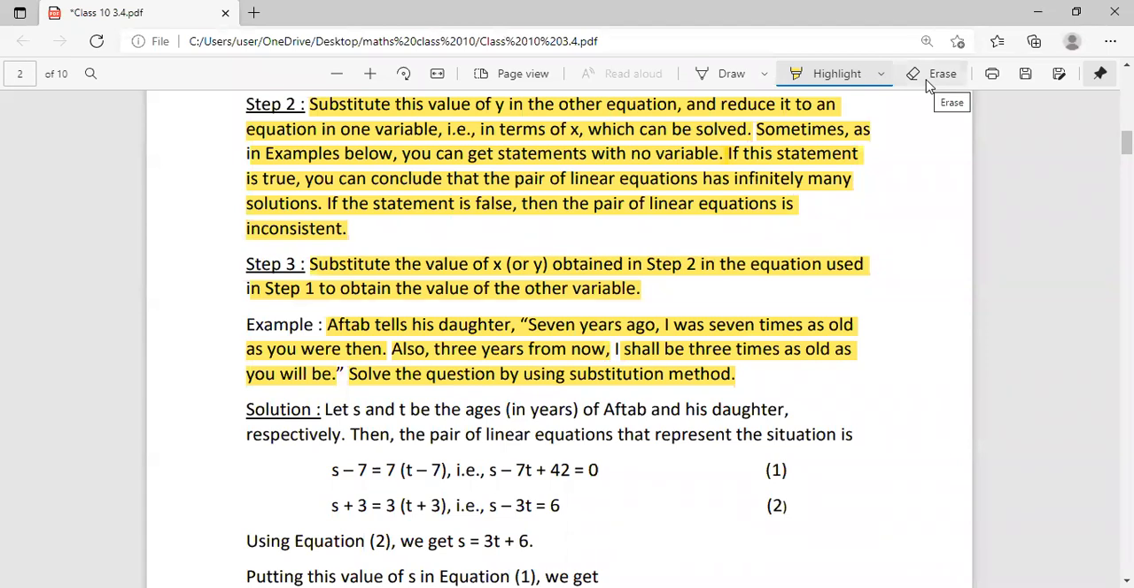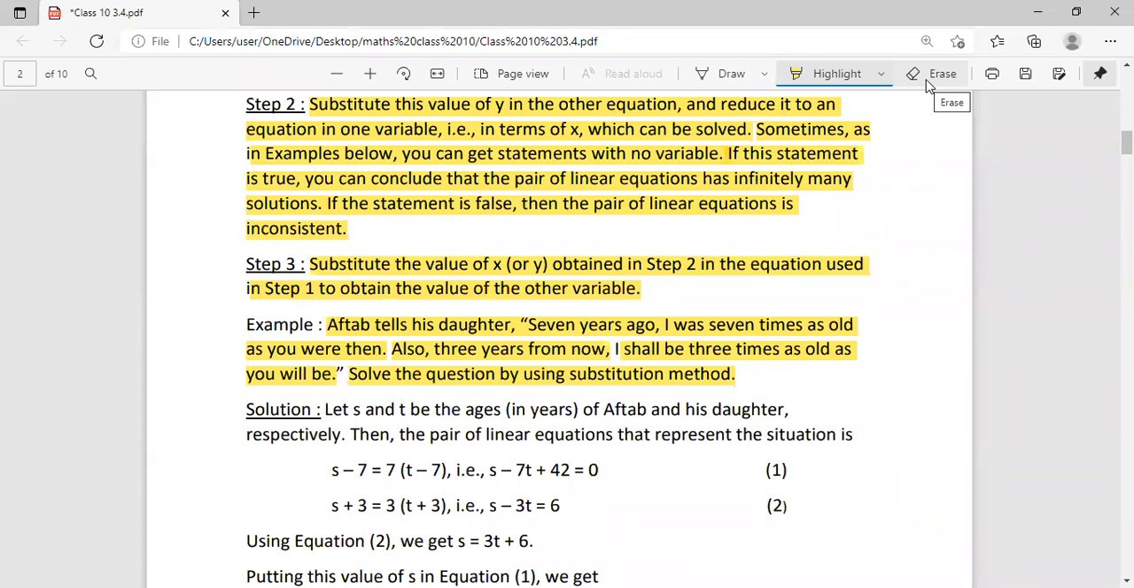See, when information is given in sentences, you have to convert it in terms of mathematics. You have to read it many times until you understand. It is said that 7 years ago, which means the information is given from 7 years ago. Aftab tells his daughter he was 7 times as old as his daughter 7 years ago. But 3 years from now, he says that he will be 3 times as old as his daughter. So don't worry, we will see.